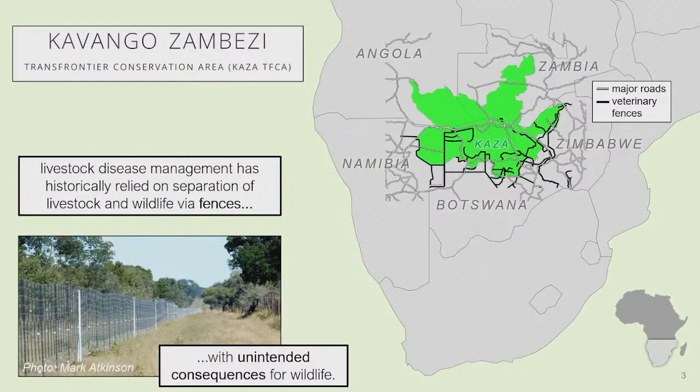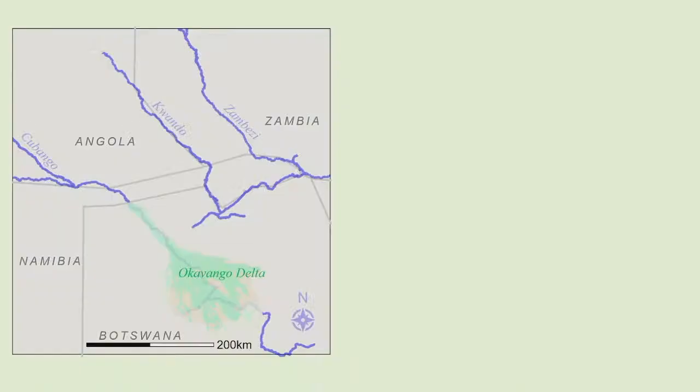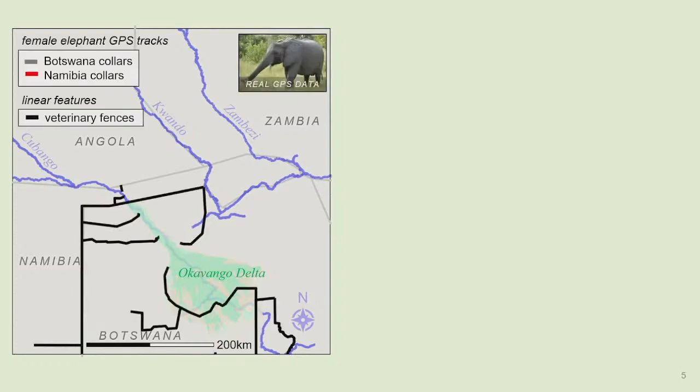For example, in this region, highlighted here at the border of Namibia and Botswana, animals naturally move around the region to access seasonally available water and vegetation near the Okavango Delta, but veterinary fences have restricted their movements. Here I'm going to be showing some real GPS data from female elephants, as a proxy for elephants traveling in herds, because these females are traveling with their young and with other female elephants, collared in Botswana in gray and Namibia in red.